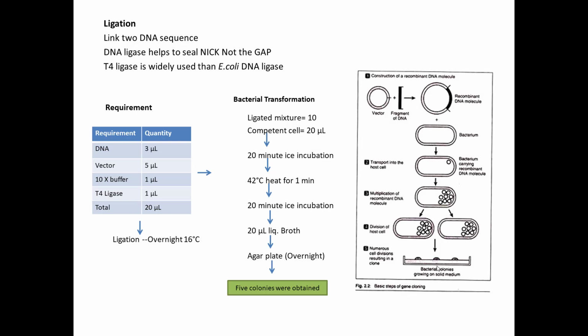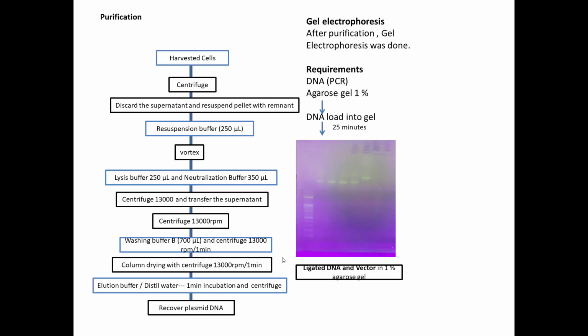Here I have also formed 5 colonies. For the bacterial transformation process, I take about 10 microliter of the ligated mixture and about 20 microliter of competent cells, and I incubate that on ice, and for 1 minute I use heat at 42 degrees Celsius, and again after that a 20-minute ice incubation, and after that the 20 microliter broth, and I put that onto the agar plate overnight, and finally I get the 5 colonies.